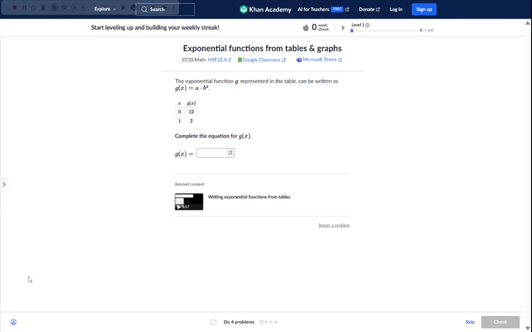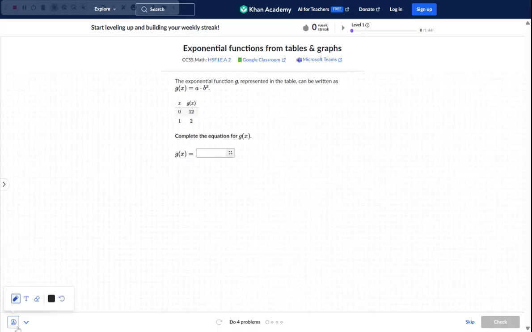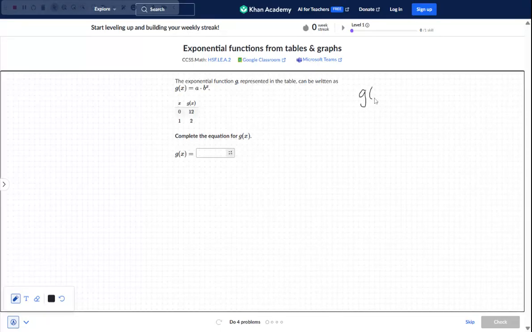All right, we're going to look at writing exponential functions given tables and graphs. So we've got some information here. The exponential function g represented in the table can be written as g of x equals a times b to the power of x. So remember, g of x or f of x equals a times b to the power of x. Remember, a is always the very first term in our sequence. It's always going to be, aka, our y-intercept.